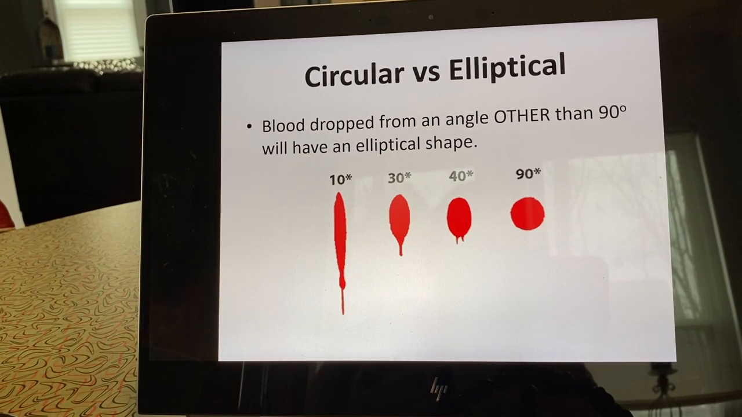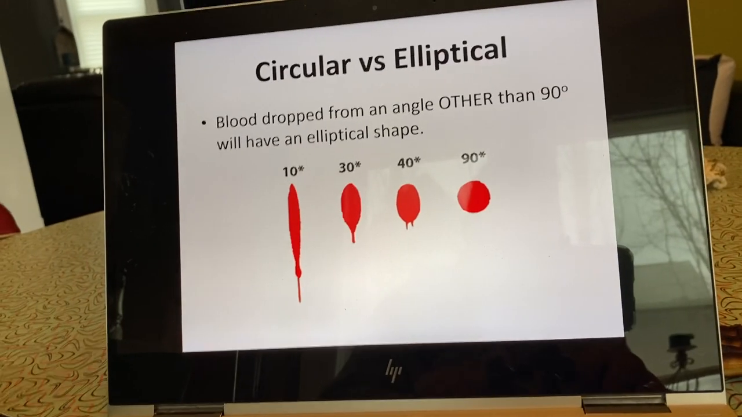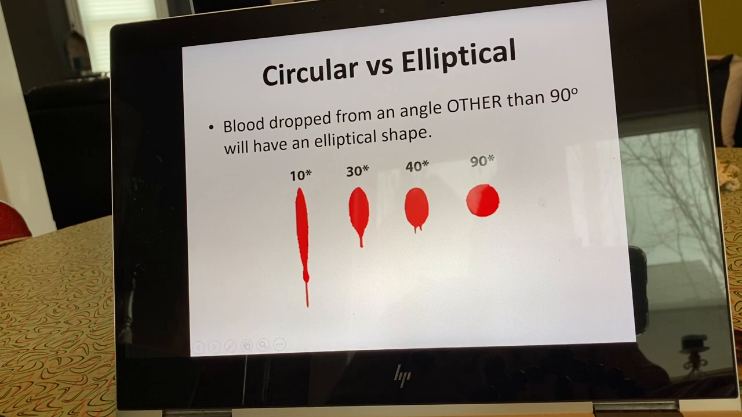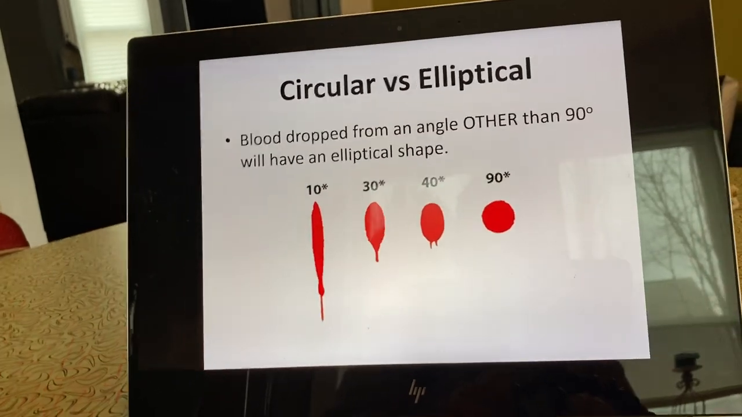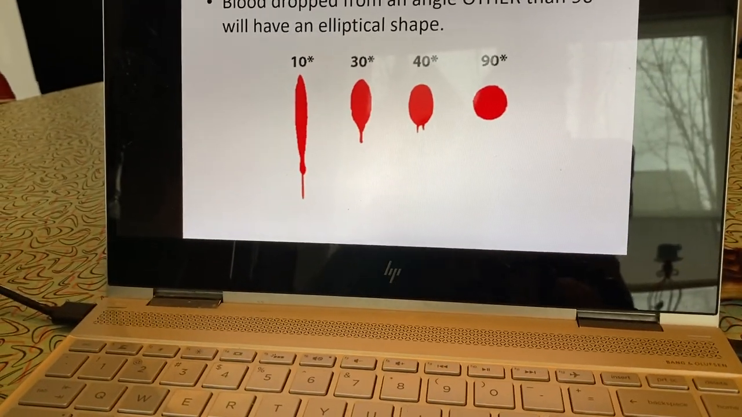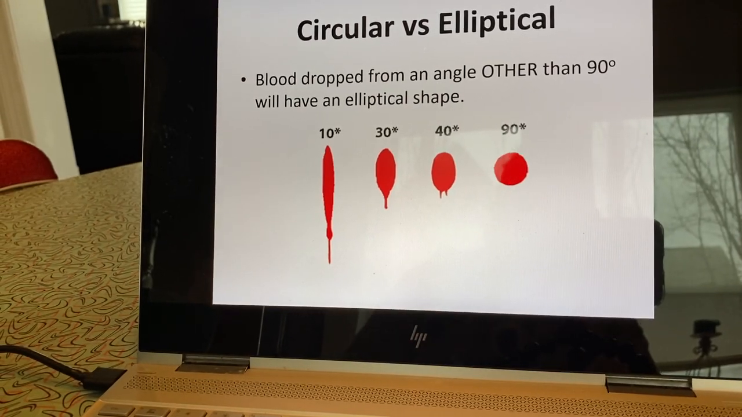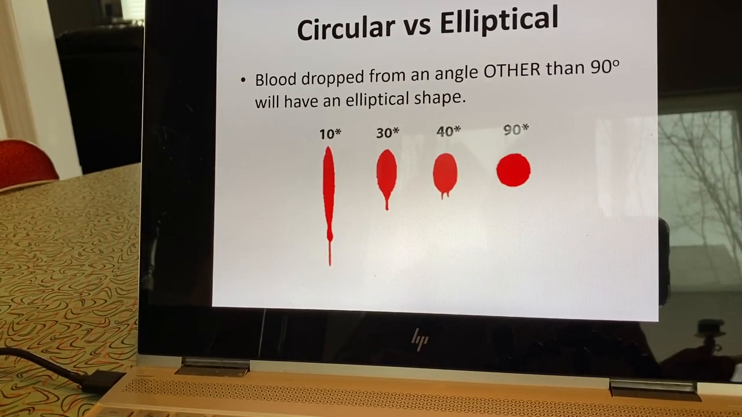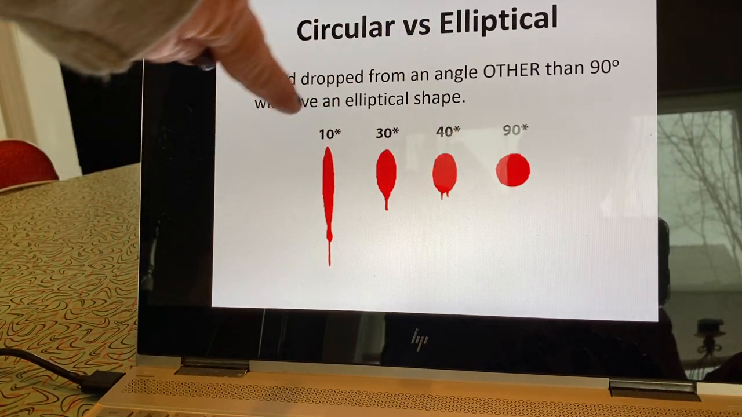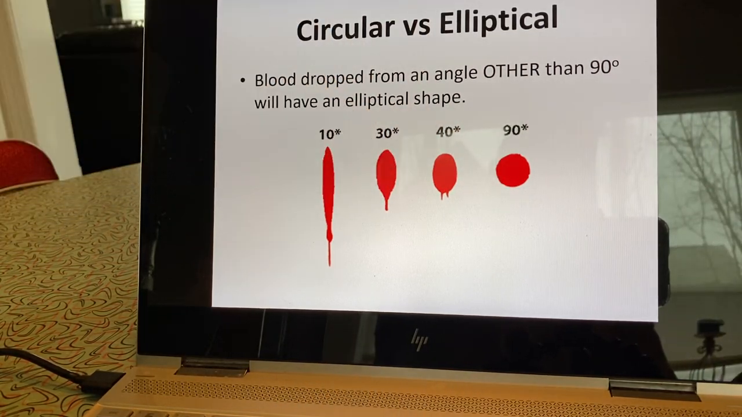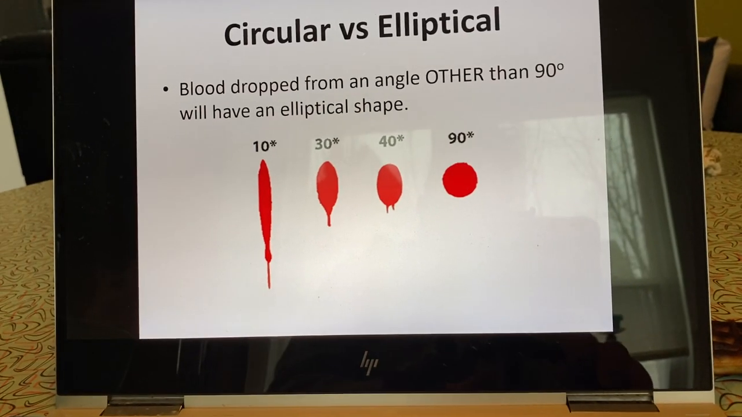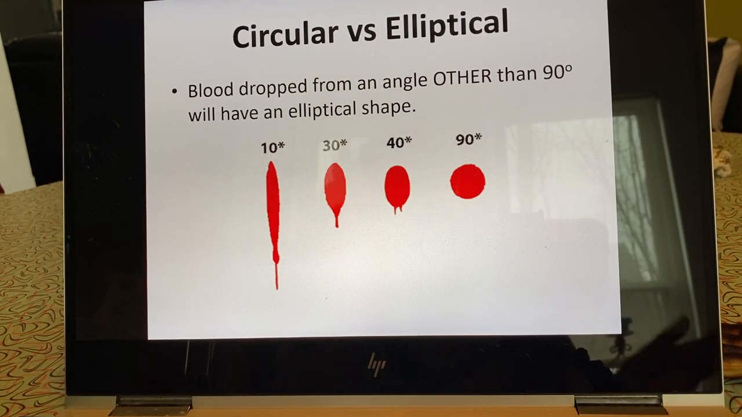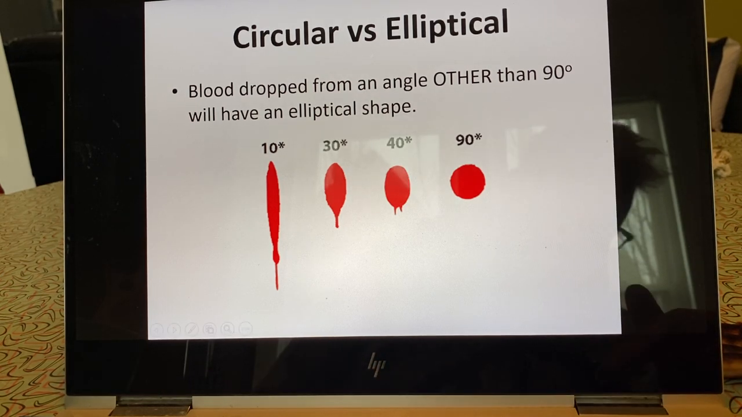So this slide illustrates that. Once again, when you see a blood stain that's circular, you do not have to calculate the angle because we know it's roughly 90 degrees. But when you start changing the angle, that's when you start seeing a football or elliptical type of shape. At 40 degrees, you'll notice it's a little more oval shaped. At 30 degrees, it's more elliptical. When you get to 10 degrees, it really starts to become very long. And so that simply tells you that the angle at which the blood is striking the surface is becoming more extreme.